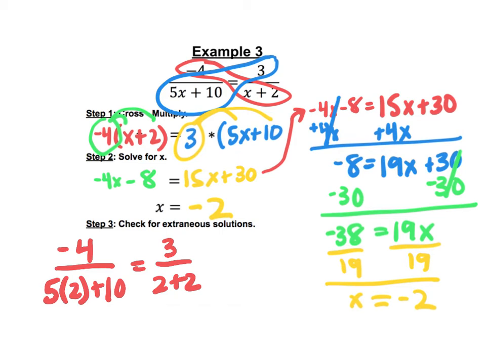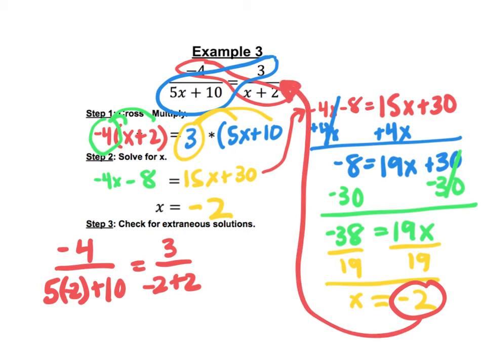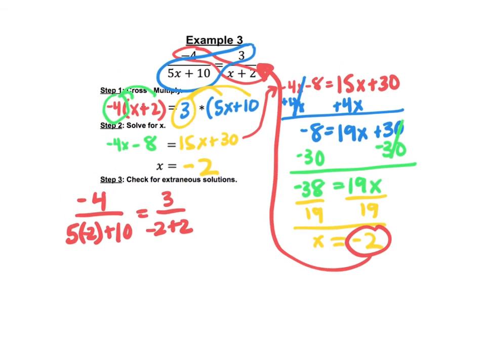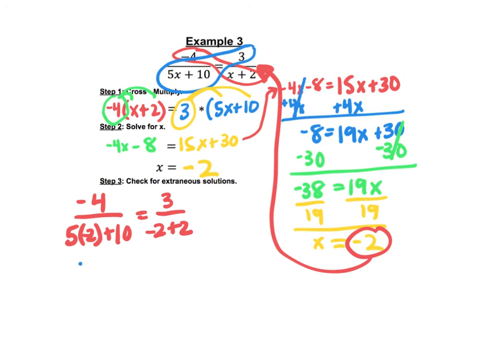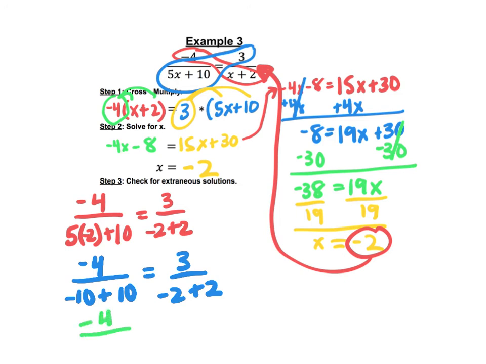Again, all I did here was, this should be a -2 and this should be a -2. I took this number, I plugged it into my original equation for x. So for my first fraction, we get -4 over -10 plus 10 equals 3 over -2 plus 2. If I simplify a little bit more, we have -4 over -10 plus 10, which gives me 0, equals 3 divided by -2 plus 2, which is 0.